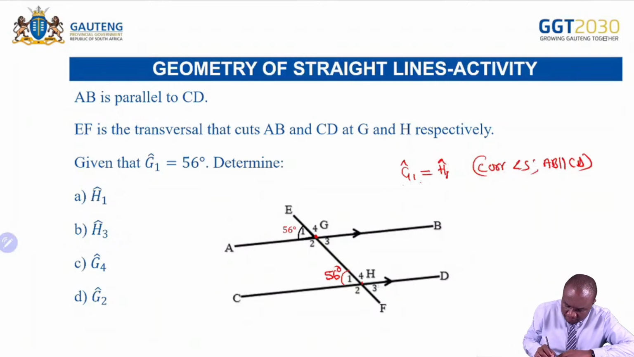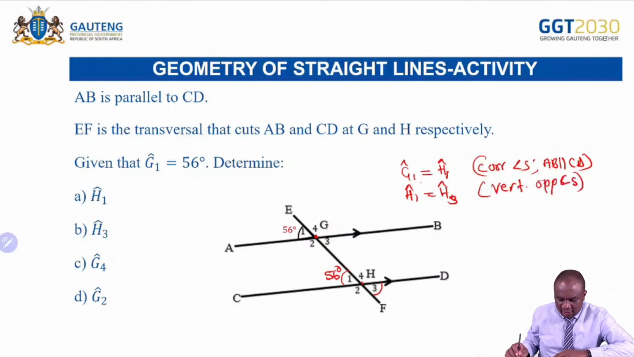And then H3, what can you say about H3 and H1? Angle H1 is equal to angle H3 because these are vertically opposite angles. Therefore, H3 is also 56 degrees.